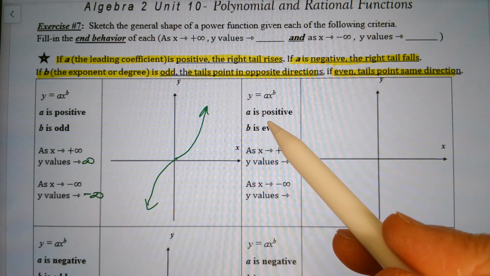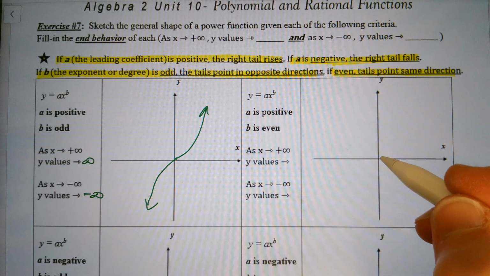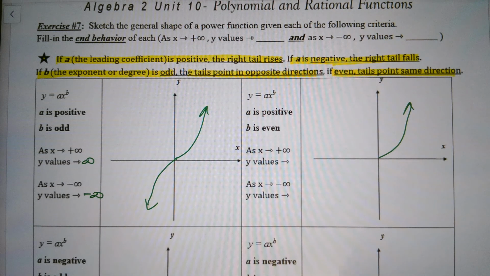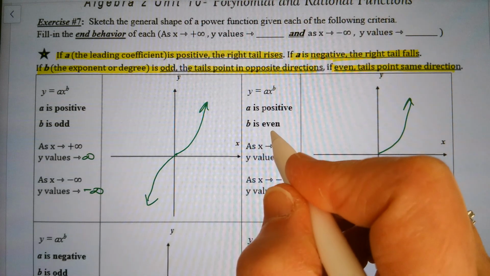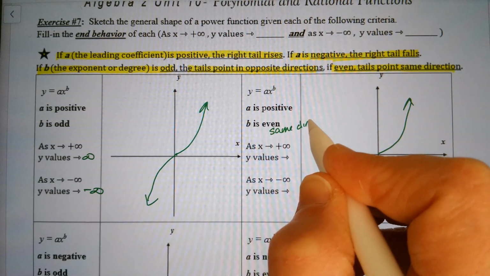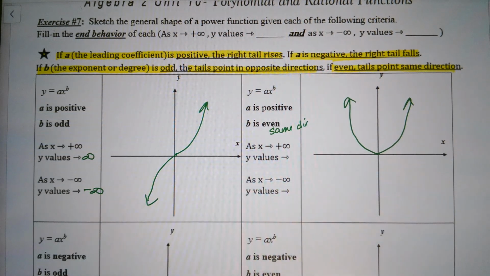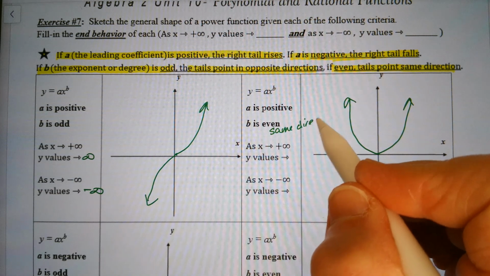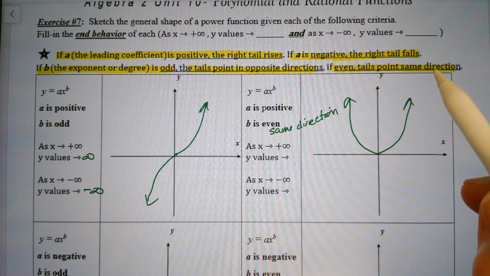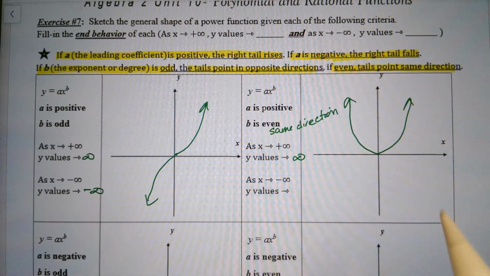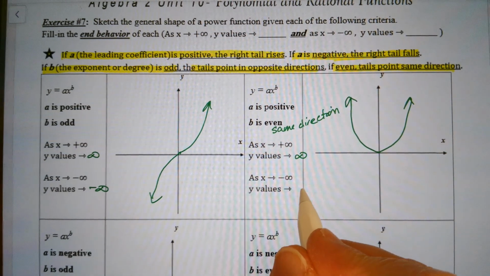If A is positive, the leading coefficient is positive, the right tail rises. If B is even, that means the tails point in the same direction, so this also goes that way. Now the tails are pointing in the same direction. As x goes to positive infinity, y is also going to positive infinity. As x goes to negative infinity, y is going to positive infinity.